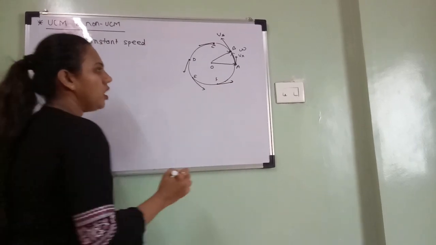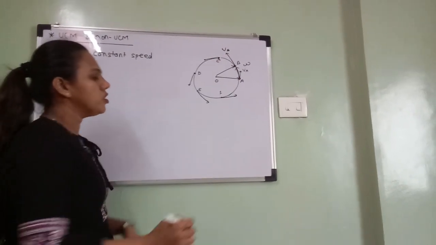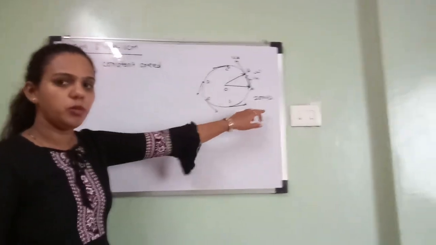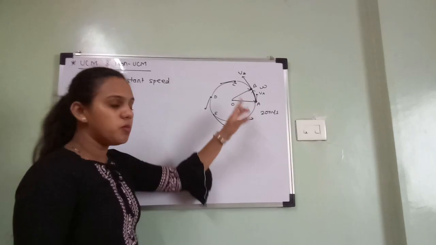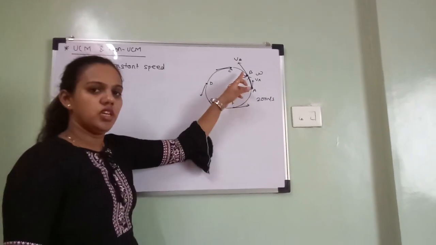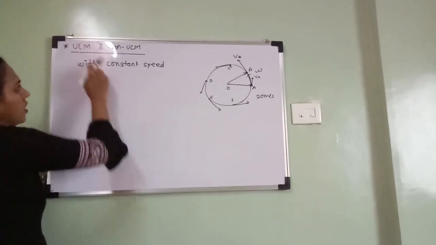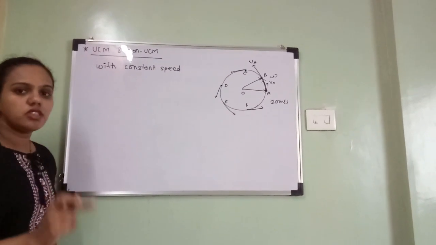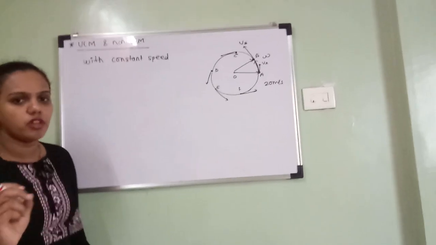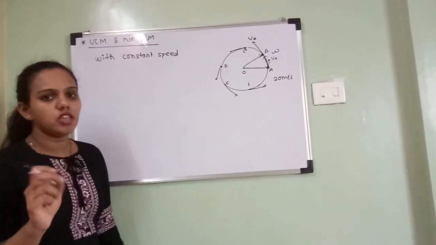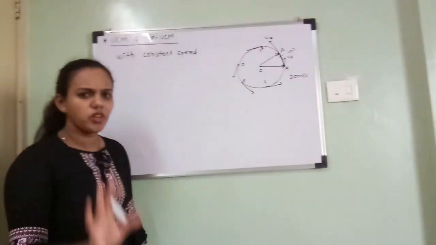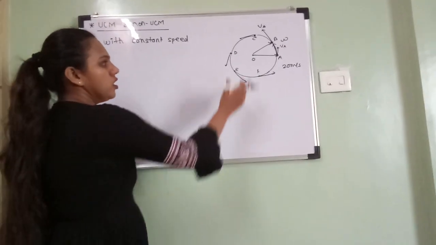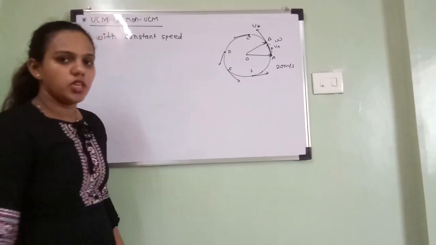Meaning, the magnitude stays the same. Suppose a particle is moving with 20 meter per second. It will move with 20 meter per second throughout the circle, but its direction will go on changing. Hence you say that the particle moving along the circumference with constant speed means UCM. The best example for it is the motion of Earth around the Sun, which is fixed at 24 hours. It is not changing. Daily it is 24 hours. So that is the concept of UCM.